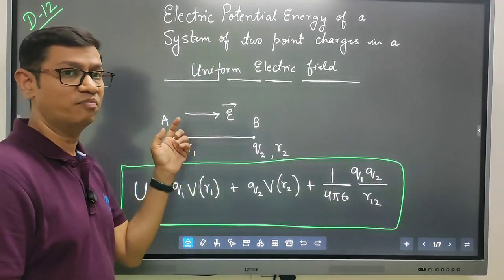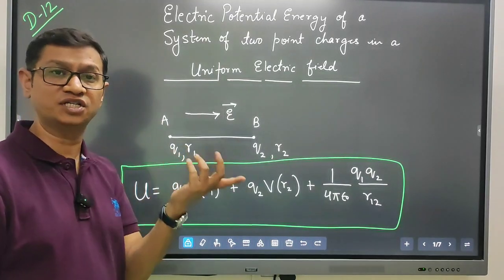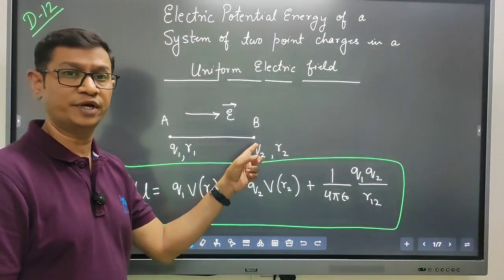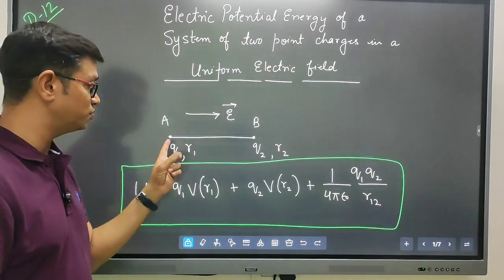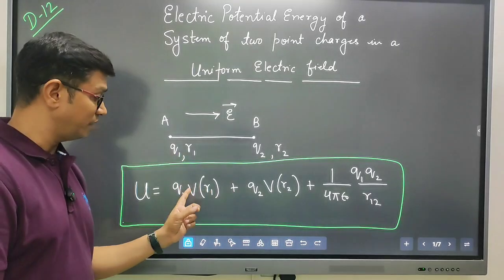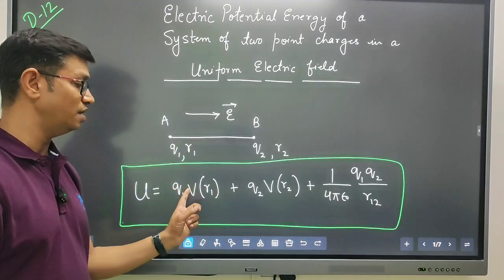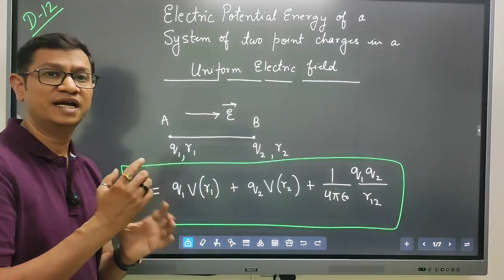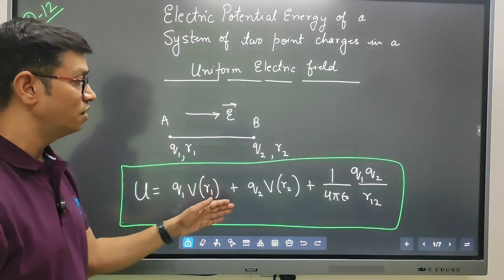The electric field might be uniform, but you know that electric potential is a space function. It changes from point to point, so in a uniform electric field also it can change. At this point, let's say the potential is V1, and at this point the potential is V2. So your work done in bringing Q1 from infinity to this point will be Q1 into V(R1), where V(R1) means the potential at the point which has position vector R1. You are just doing Q into V. Why are we writing V(R1) instead of V? Because it is changing: V(R1) here, V(R2) here.